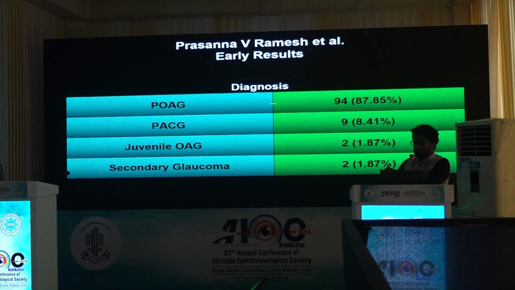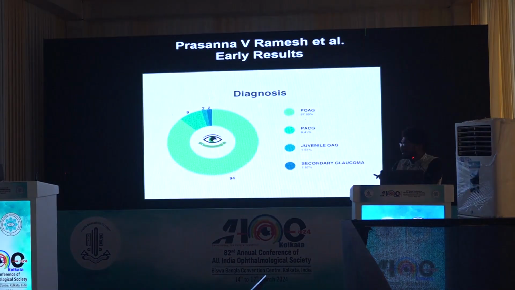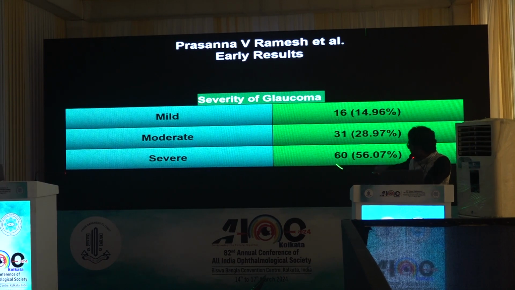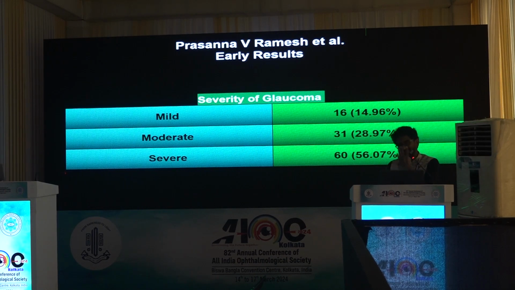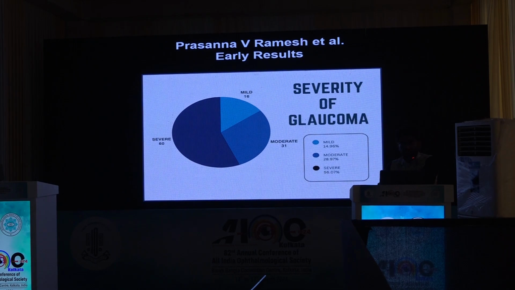POAG patients are predominant in our data, and you can see a pie chart showing the same. On severity of glaucoma, you can see 60 eyes, 56.07% of them, are more advanced in our patients. Again, that points to the data that we were seeing in India, right? So the severity of glaucoma was more severe, and those were the higher number of representatives in my data.